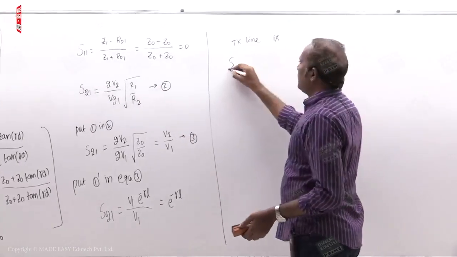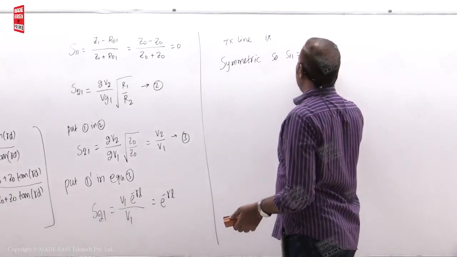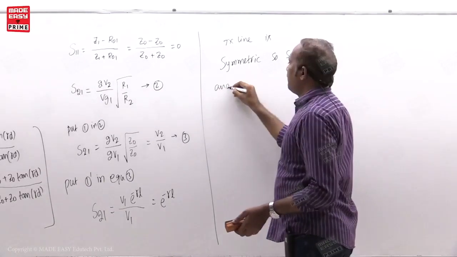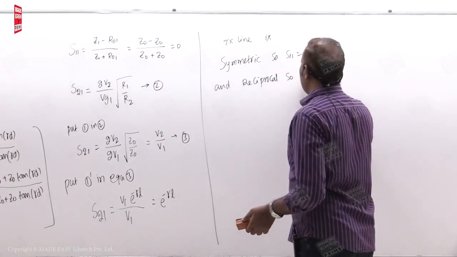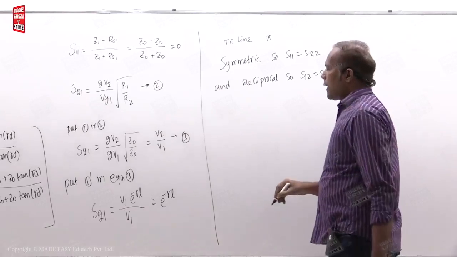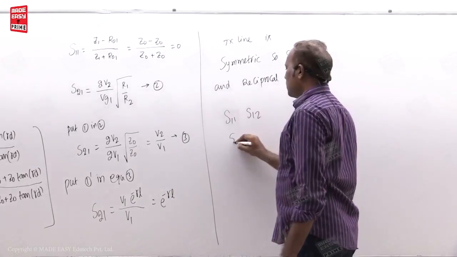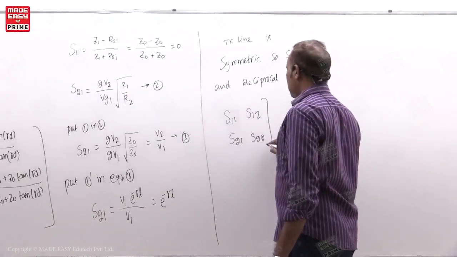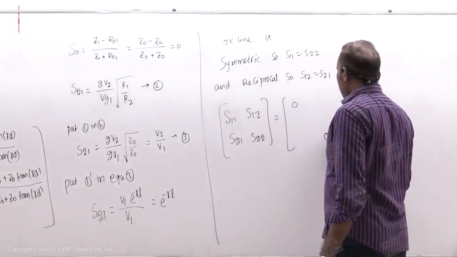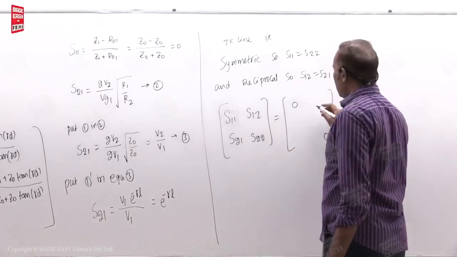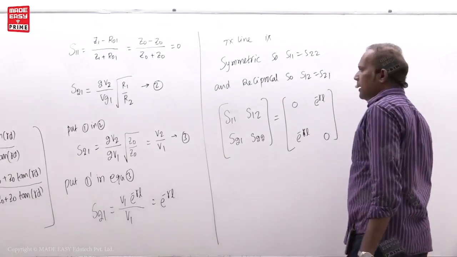So the transmission line is symmetric, so S11 is equal to S22, and reciprocal, so S12 is equal to S21. Now ultimately the S matrix becomes S11, S12, S21, S22. Here S11 is 0, so S22 is also 0, and S12 is e power minus gamma L. S21 is also e power minus gamma L, students. Okay, this is the answer.